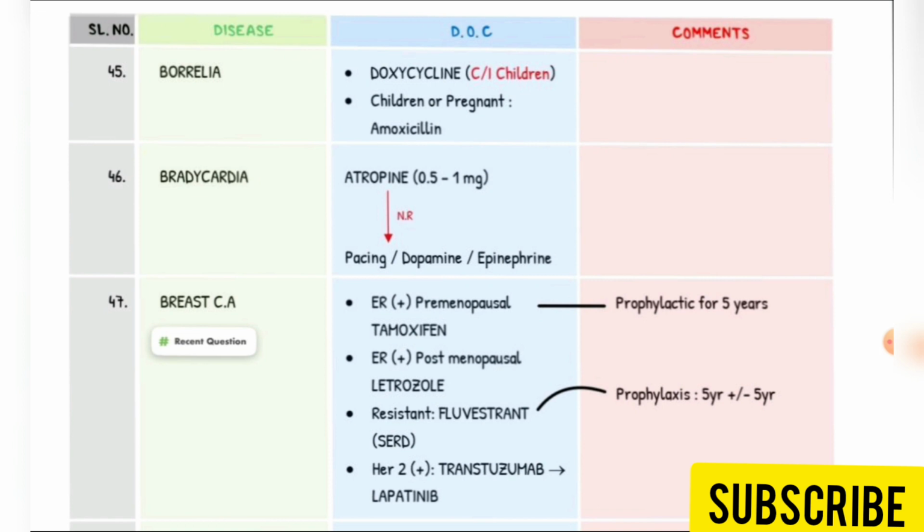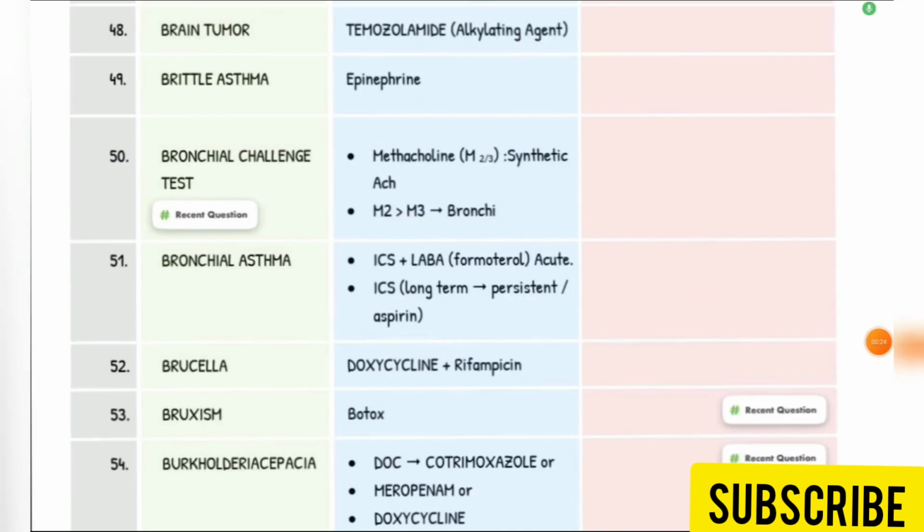Breast carcinoma, drug of choice, ER positive, premenopausal tamoxifen. Postmenopausal letrozole, resistant fulvestrant, and HER2/neu positive, trastuzumab, then lapatinib. Next is brain tumor, drug of choice temozolomide. Brittle asthma, drug of choice epinephrine. Bronchial challenge test, drug of choice methacholine, synthetic acetylcholine.